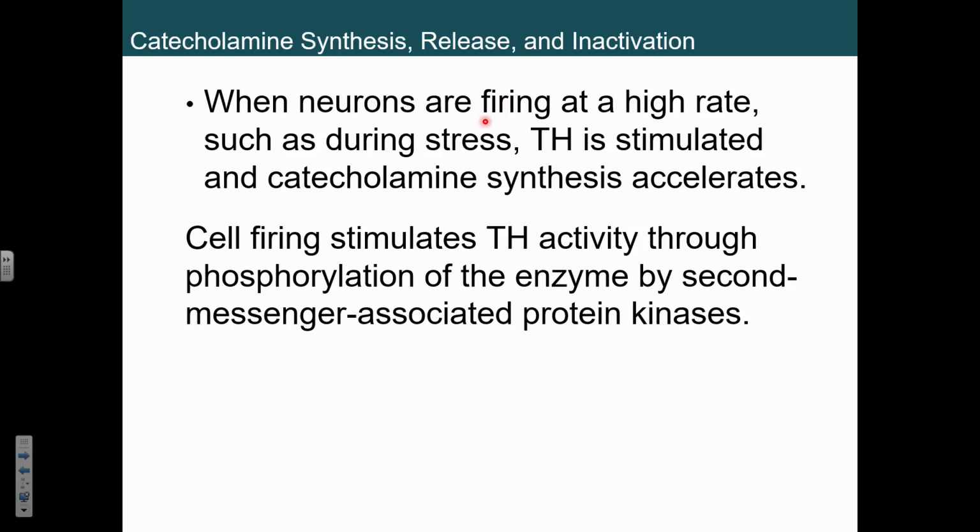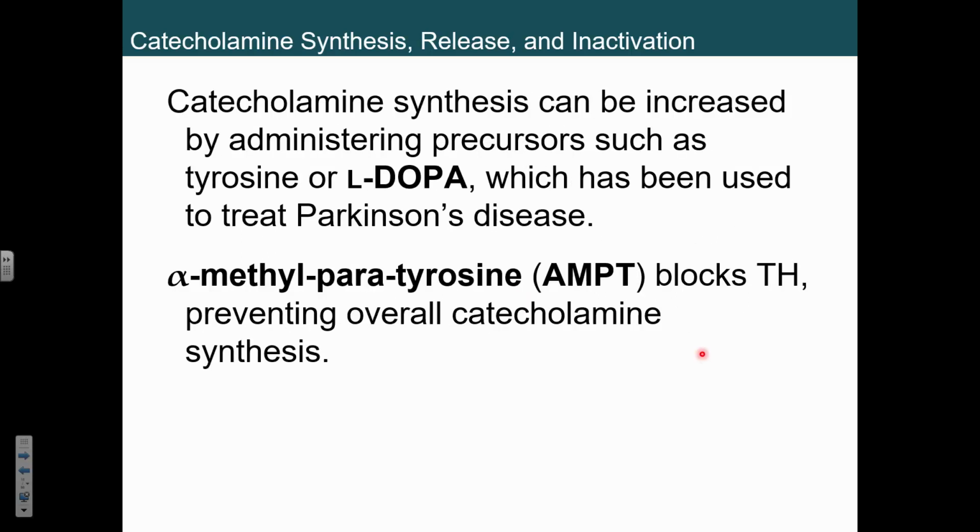If the neurons start firing a lot, then tyrosine hydroxylase is going to be stimulated. We're going to accelerate that catecholamine synthesis. That's going to be great. There's this whole thing about phosphorylation. I'm not going to expect you to know that. If you're interested in it, Kyle, it's there for you, okay? But that's probably not going to be something that appears on the test. Here's L-DOPA. We already talked about that, right? That's that precursor to Parkinson's disease.